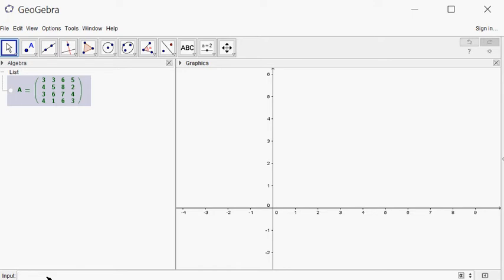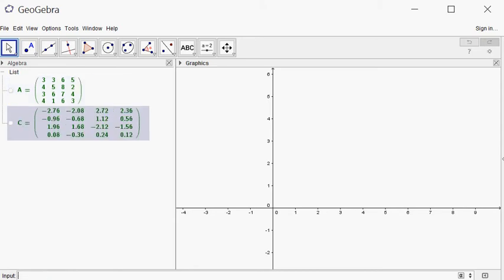If you want to find the inverse matrix, you can call it invert. So I'm going to call this matrix C or something like that, and then use Invert, with matrix A in this case. If you click that, C is the inverse matrix of matrix A. So that's how you find the inverse matrix.